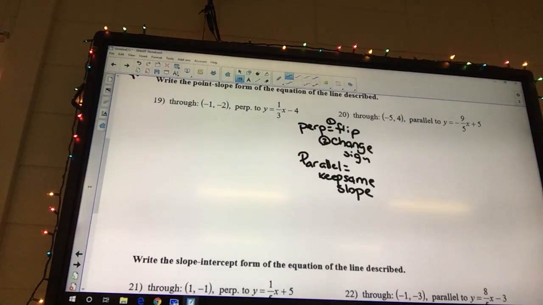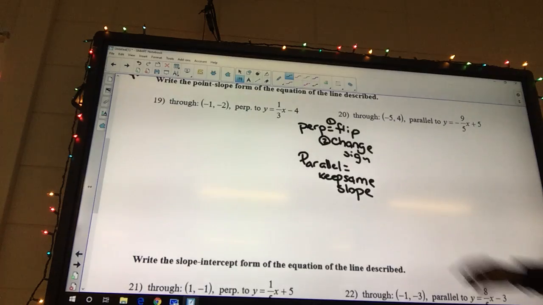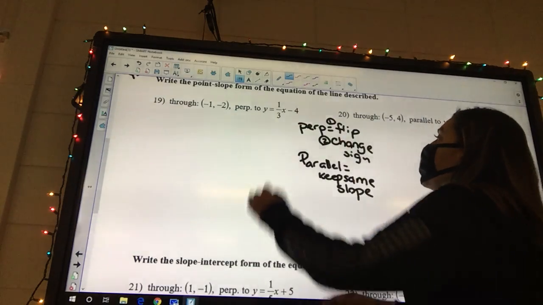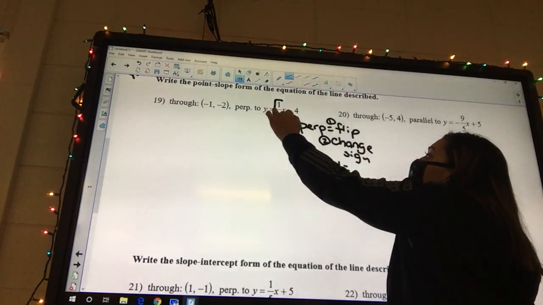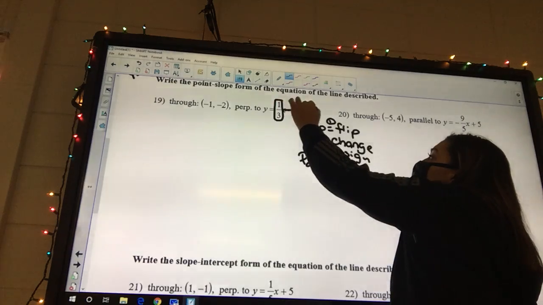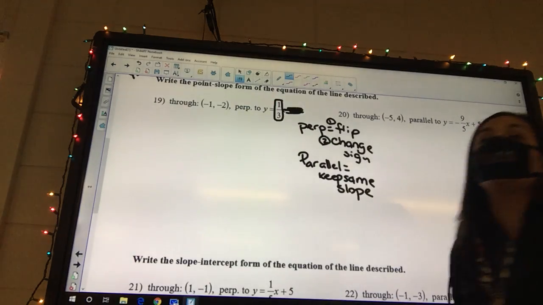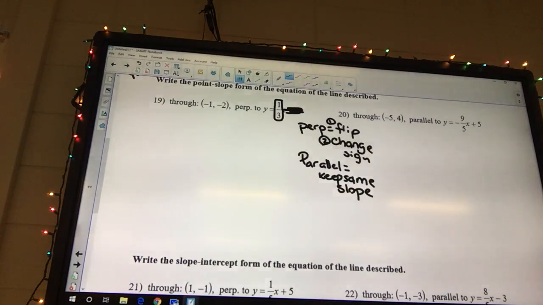Okay, if you forget to flip and change, you're going to screw everything else up after it. Okay, which means you shouldn't have even done the problem because you forgot to flip and change. So this one says perp. So if we flip it, because we were dealing with this slope right here, this other stuff you can kind of cross off because you're not even going to do anything with it. Okay, we're just looking at the slope of that first line.